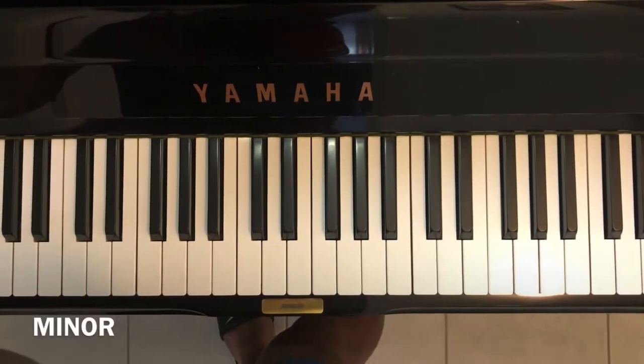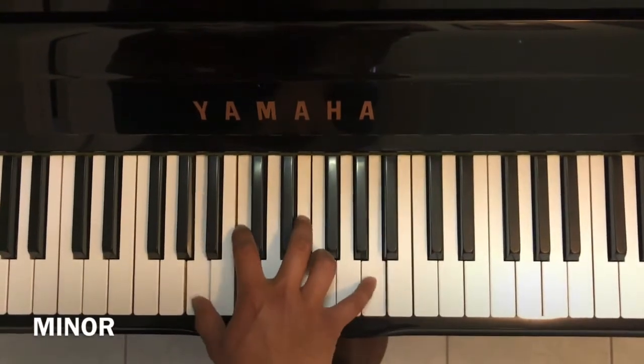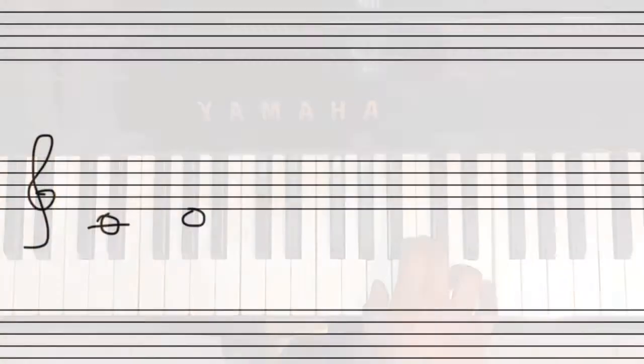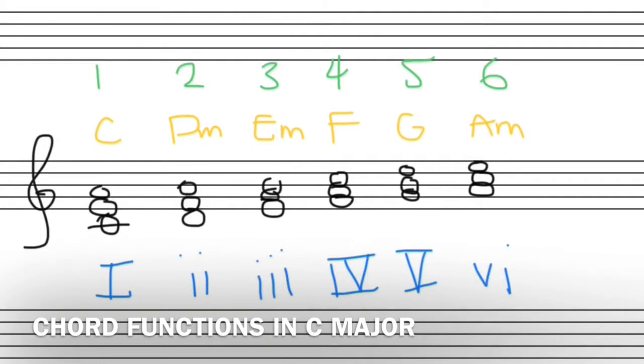The other sound is the minor sound. This sounds darker and sad. Let's have a listen. So this is what we call the chord functions in the key of C major. We have the major triads, which are the primary triads, and we also have the minor triads, which are the secondary triads. The major triads are chords 1, 4, and 5, and the minor triads are chords 2, 3, and 6.